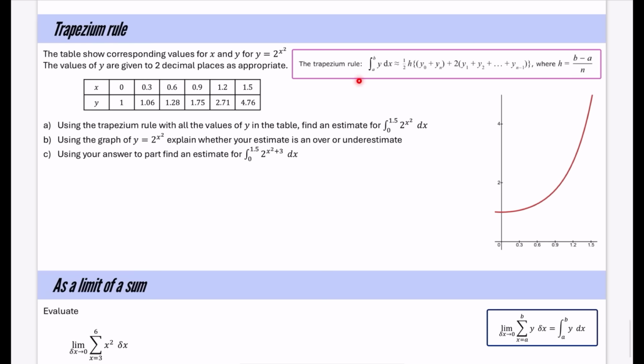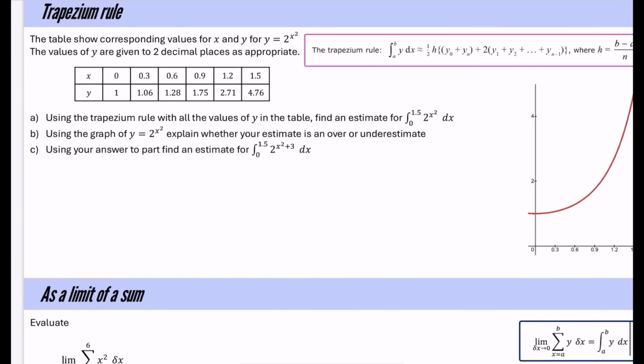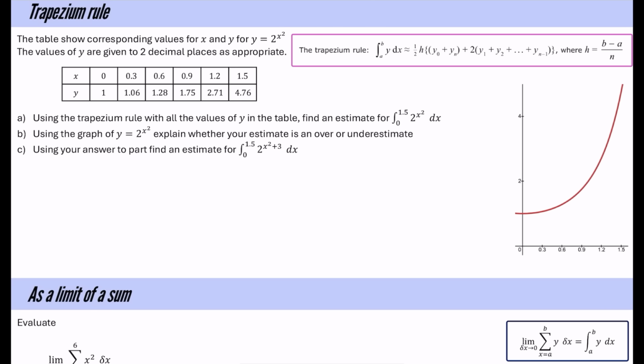Now the formula for the trapezium rule is given in the formula book. Let's dive straight in. It says the table shows corresponding values for x and y for y equals 2 to the power of x squared. The values of y are given to 2 decimal places as appropriate. Using the trapezium rule with all the values of y in the table, find an estimate for this integral.